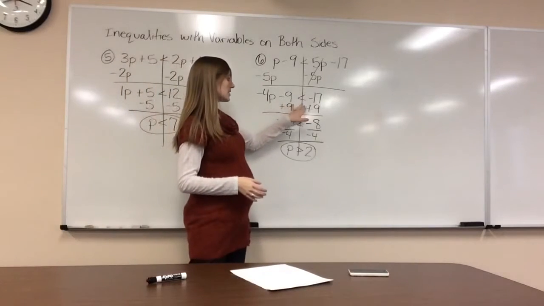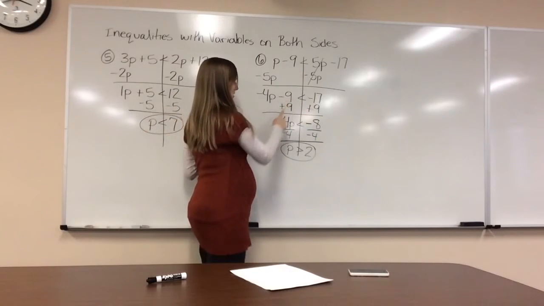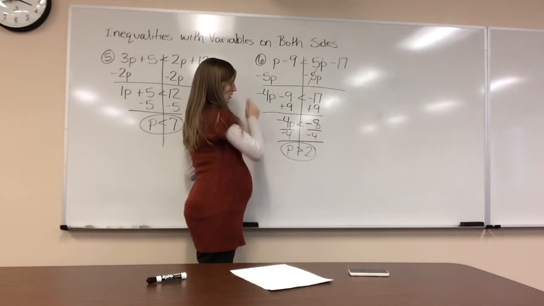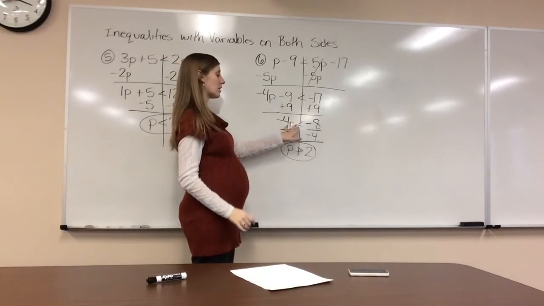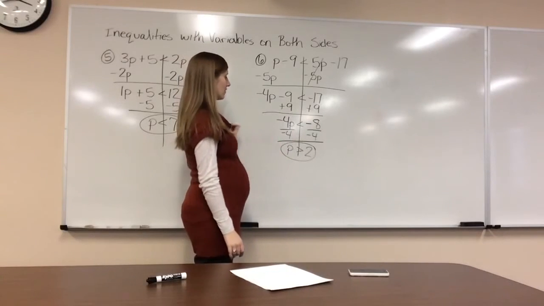And then I added 9 to both sides. Get those numbers on the right-hand side. So my 9's canceled. I got negative 4p is less than negative 8. Okay? Again, leaving my inequality sign the same because I haven't divided by or multiplied by a negative yet.